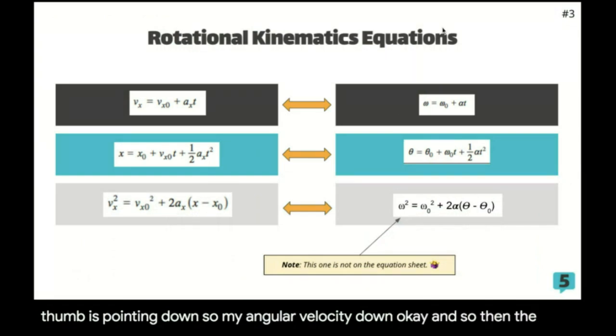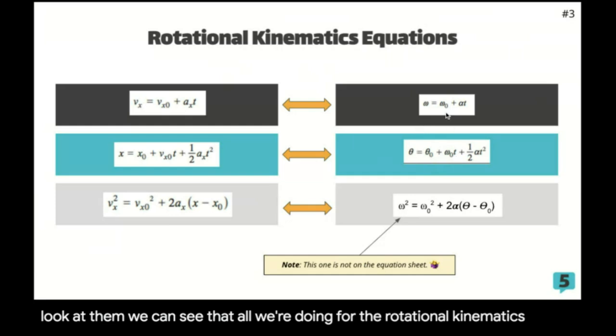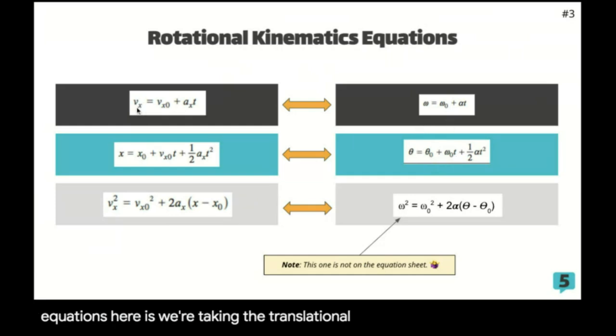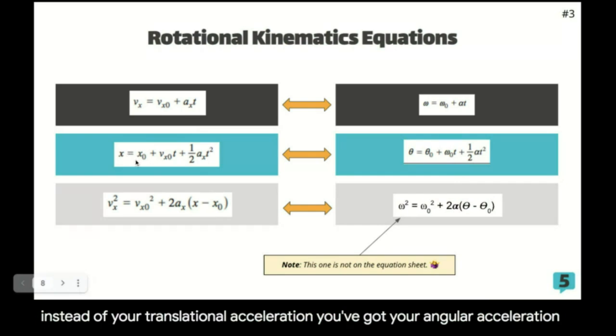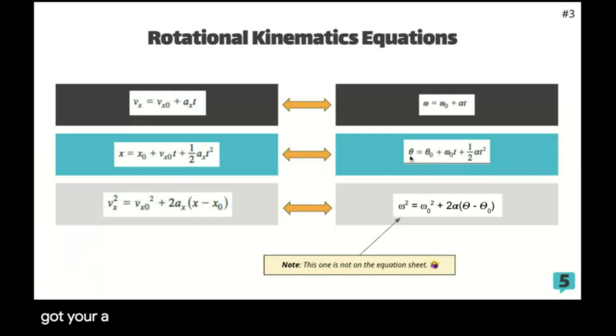Okay, and so the last part of this first section is the actual rotational kinematics equations. If we look at them, all we're doing for the rotational kinematics equations here is taking the translational ones, the symbols, so V sub x, V naught, A, T, and plugging in the equivalent angular notation. So instead of your linear or translational velocity, you've got your angular velocity. Instead of your translational acceleration, you've got your angular acceleration. In the second one down here, instead of your translational displacement, you've got your angular displacement.